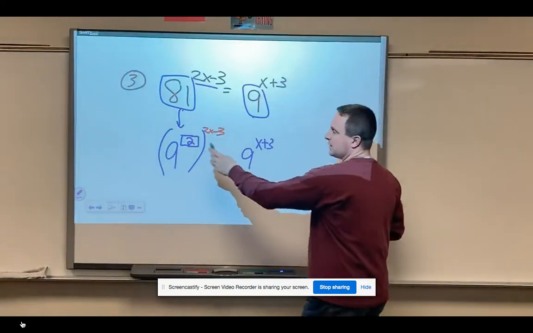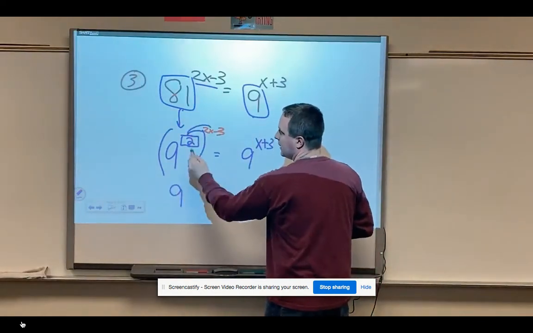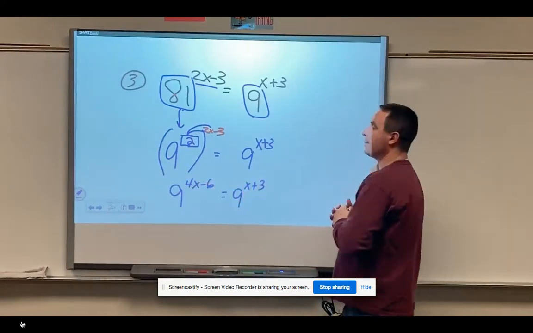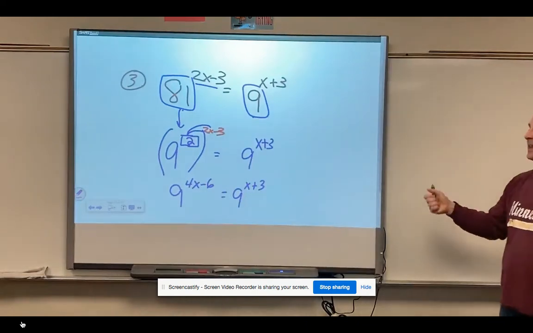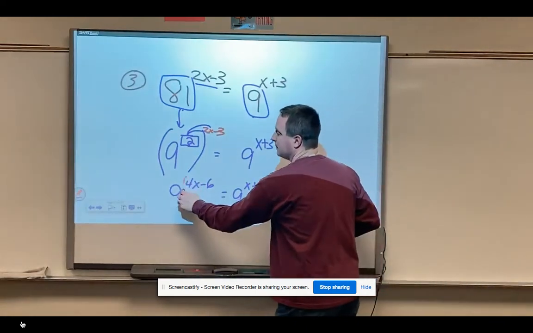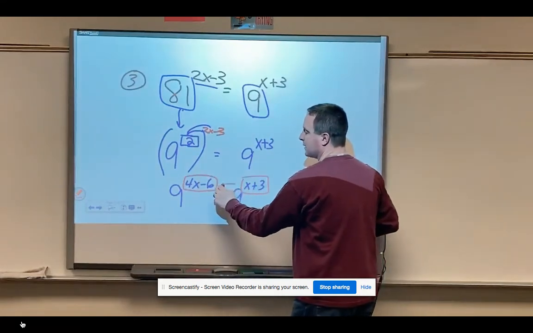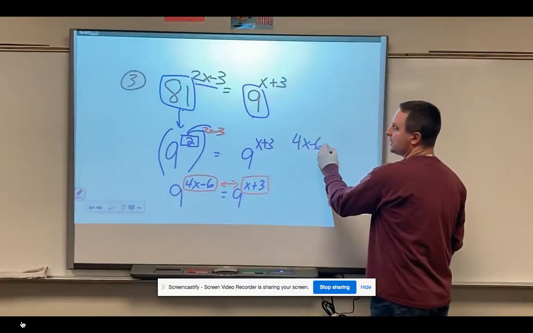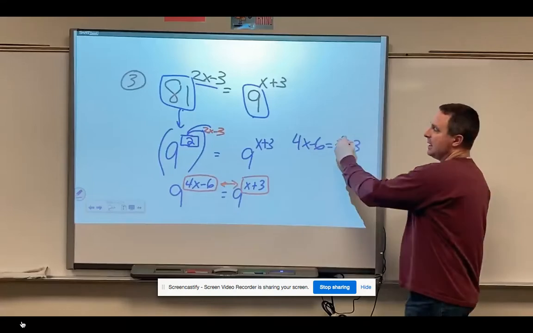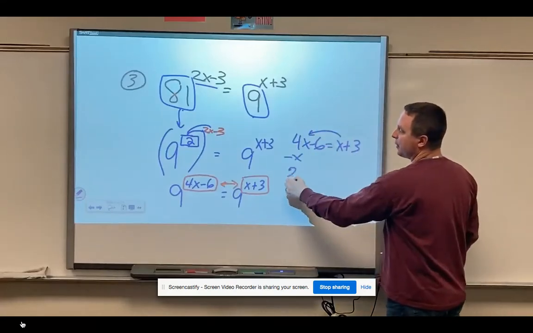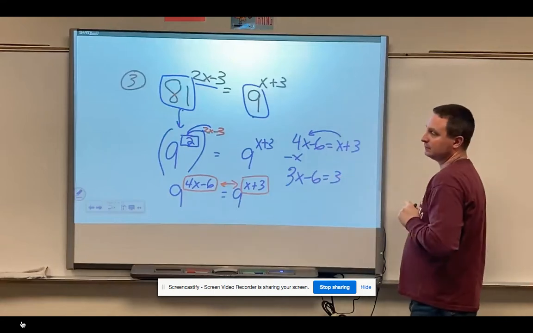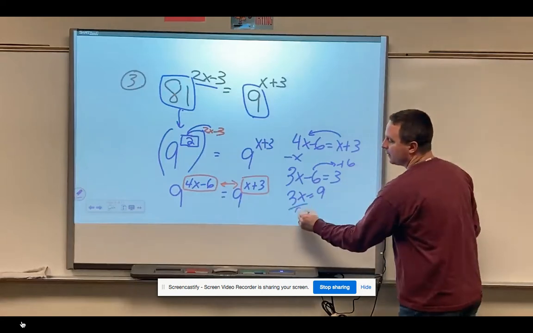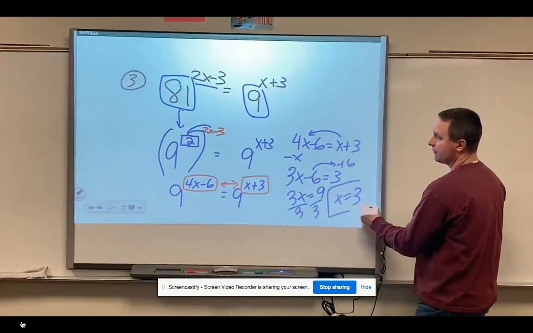Okay, so I have to finish this by doing a little distributing. That turns into 9 to the 4x minus 6 equals 9 to the x plus 3 power. And now you can clearly see that they both have base 9s. And if the bases are the same, the exponents are going to be the same, and we can write them equal to each other and solve it. So over here I'm going to do 4x minus 6 equals x plus 3. If I move my x's to the same side, I subtract x, I get 3x minus 6 equals 3. Add my 6, equals 9, divide by 3, and it looks like x equals 3.